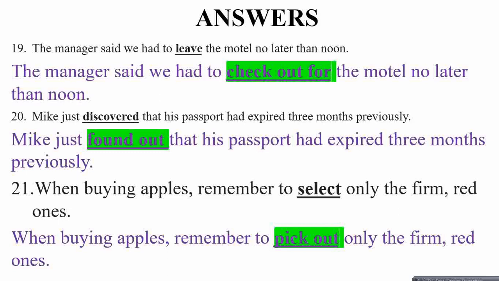Question 20. Mike just discovered that his passport had expired 3 months previously. The answer is Mike just found out that his passport had expired 3 months previously. Question 21. When buying apples, remember to select only the firm red ones. The answer is when buying apples, remember to pick out only the firm red ones.